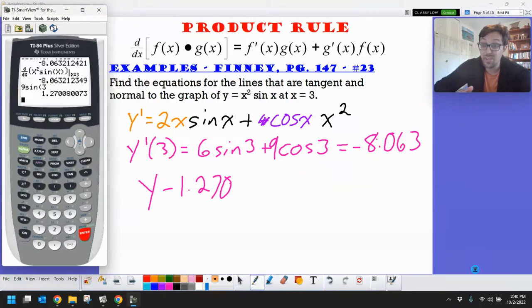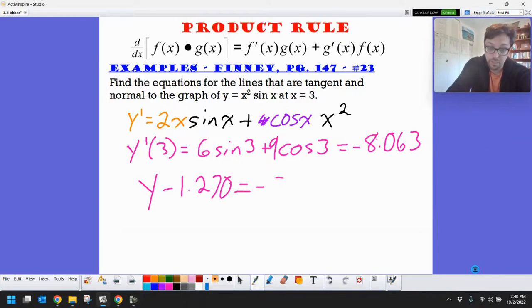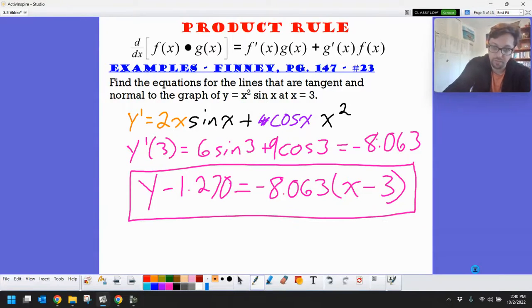I'm just plugging that into the original equation because I need an x and a y value for my original, to see where the original function is at that point. And then I'm going to slap on my slope of the tangent line onto it to make the tangent equation. So that is x minus our x value that we care about, which is 3. So this is the equation of the tangent line of y equals sine squared sine x at x equals 3.